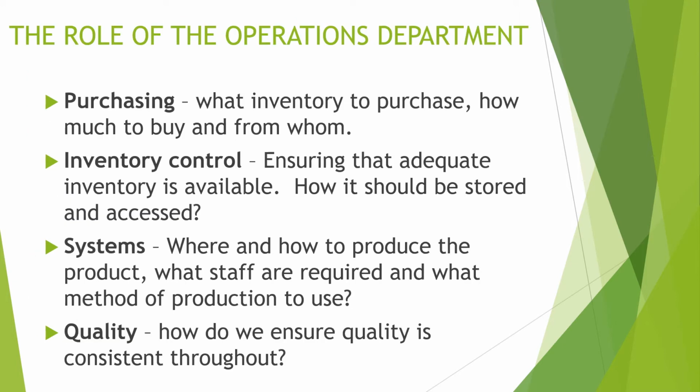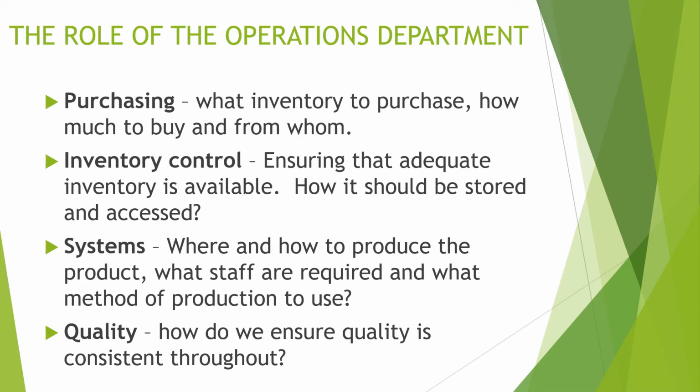So what is the role of operations? I always say it's kind of broken up into 3 or 4 different sections. It's all about buying the inventory, so what inventory to buy and who you're buying it from, how much you're going to buy, etc. Along with that, you've got to look at controlling your inventory. So along with purchasing, you've got to look at inventory control, ensuring that you've got enough inventory available and how you should store it and how it should be accessed.